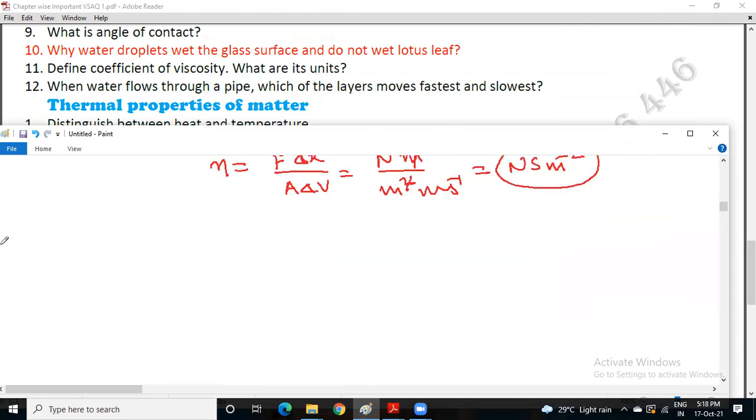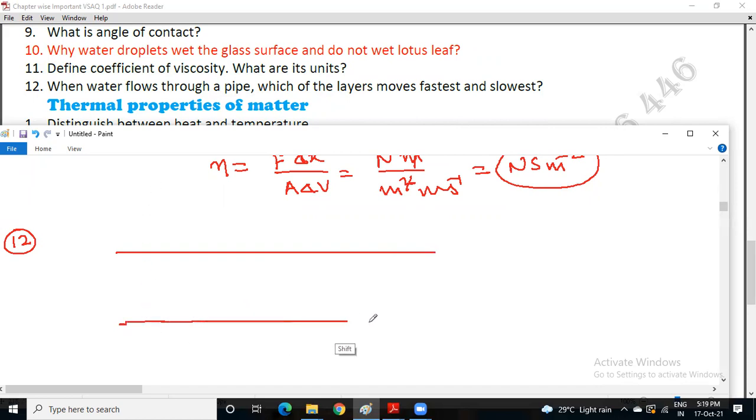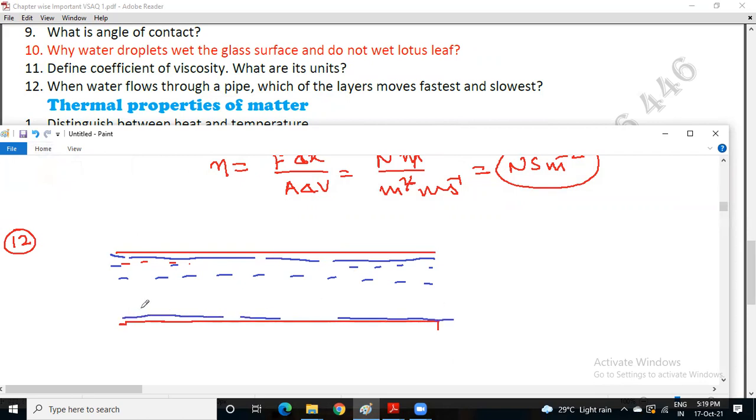Let us proceed with the last question, question number 12. When water flows through a pipe, which of the layers move fastest and slowest? You draw a pipe. This is the pipe, in which liquid is flowing. You take a natural color like light blue. So this is the liquid.